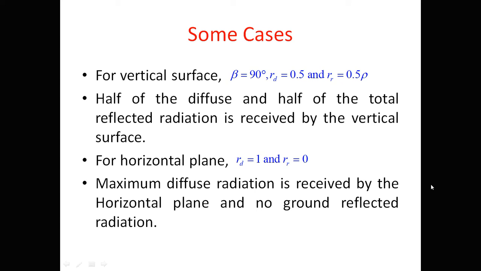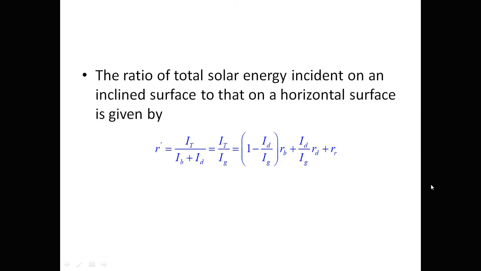So for horizontal plane, what happened? For horizontal plane, Rd equal to 1 and Rr is equal to 1. So what happens? So maximum diffuse radiation is received by the horizontal plane and no ground reflection of the radiation is received by the horizontal plane. So these are the two optimum and final cases. One is the vertical surface and second one is the horizontal surface.